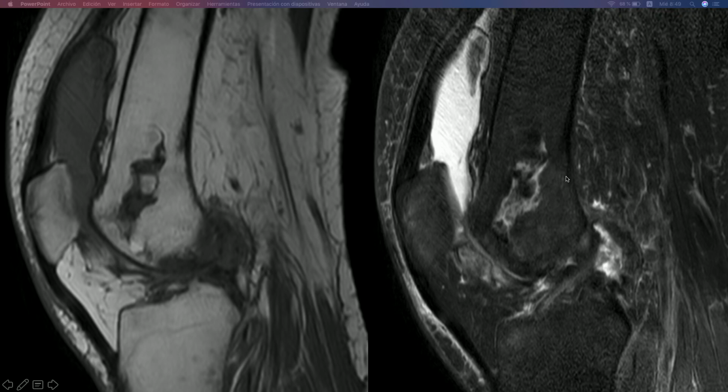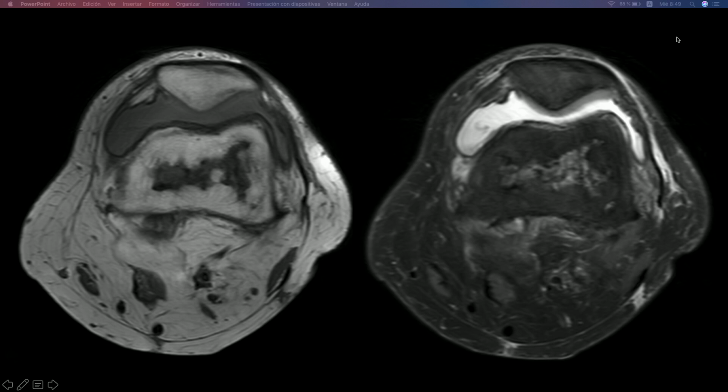On the sagittal T1 and proton density, we can see the serpiginous pattern of the metadiaphyseal lesion, as well as the effusion that looks bright on the proton density and low signal on the T1, on the suprapatellar recess. On axial T1 and proton density sequences at the level of the distal femur, we see the same serpiginous lesion, as well as the joint effusion.